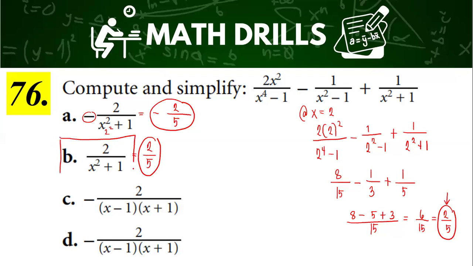2 over x squared plus 1. If we try 2 over x minus 1 and x plus 1, that is not equal to 2/5. With x equal to 2, 2 minus 1 will be 1, then 2 plus 1 will be 3, so 2/3. That is not letter C. Letter D will be the same, so this is also not letter D. The answer for number 76 will be letter D.